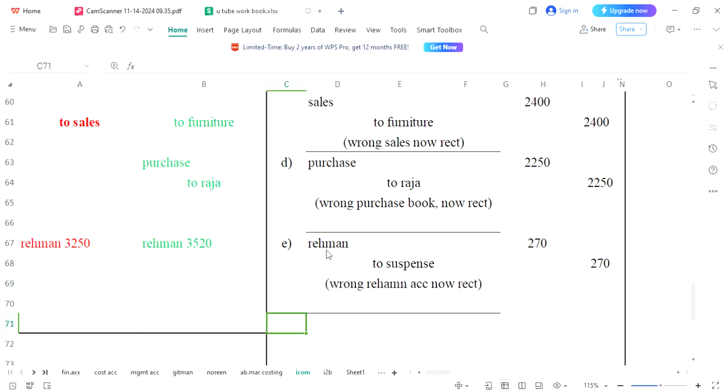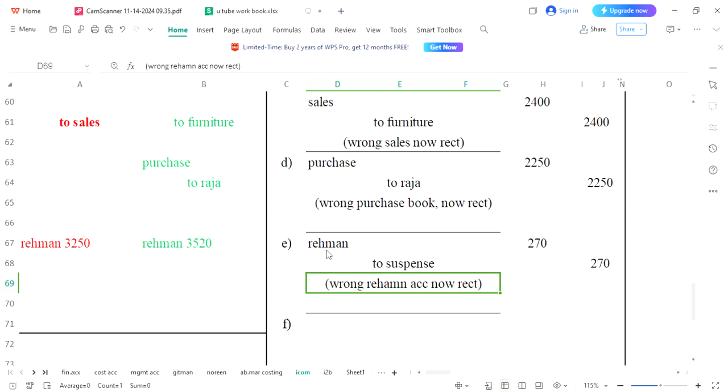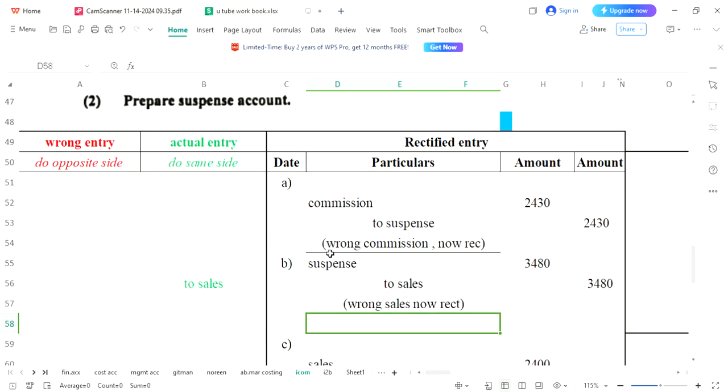Then we will see our F entry. Actually, the word Rahman is used, and wrong word doesn't look good. So we are not going to write Rahman. We may write undercast, now rectified. Okay. So let's see F entry.